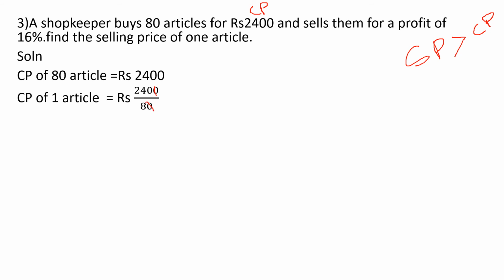180 say, 2 8s are 16, 3 8s are 24. 3 8s are 24, right? So 30. So what is the cost of one article? 30 rupees. Okay. Cost price of one article is 30 rupees.